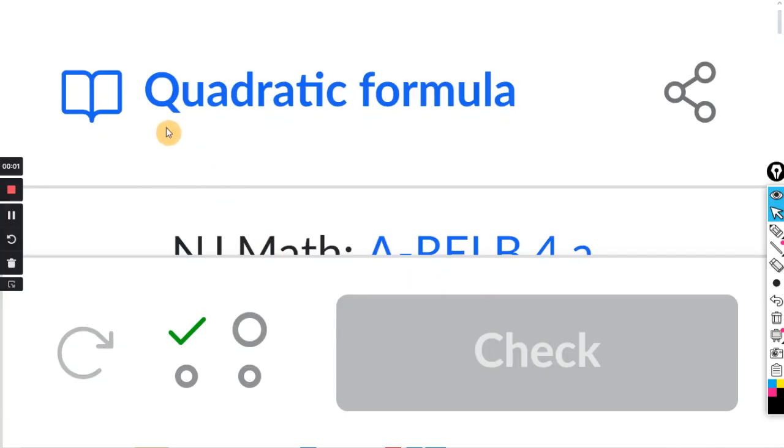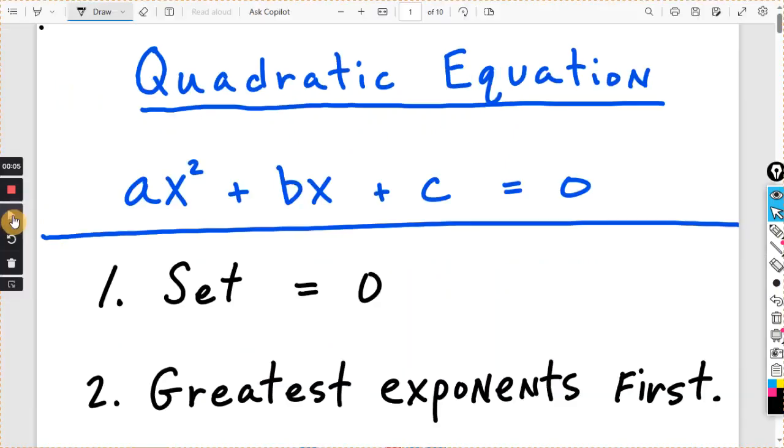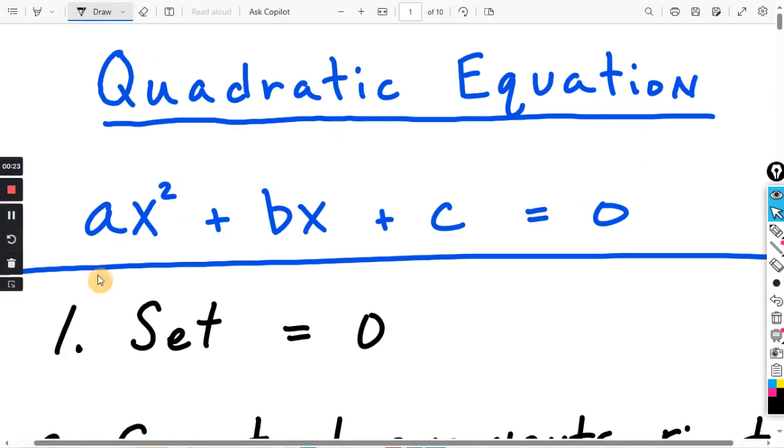This will be for the exercise, quadratic formula. So the formula we will be using will be to solve for x when you have a quadratic equation. A quadratic equation is in the form of ax squared plus bx plus c equals 0. All right, so you want it in this form before you apply the formula.